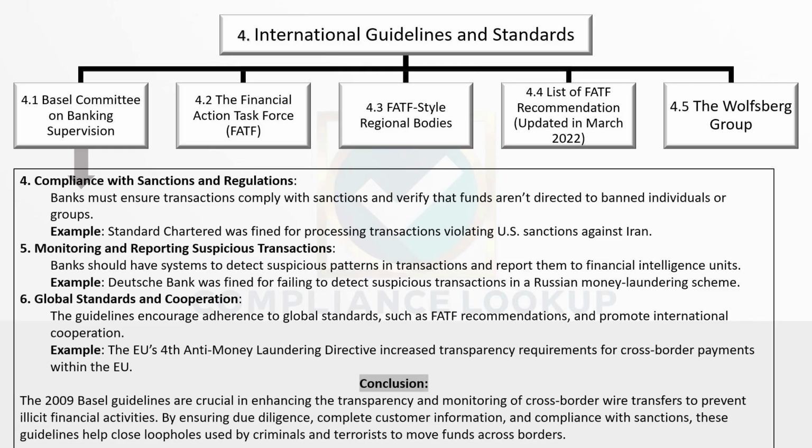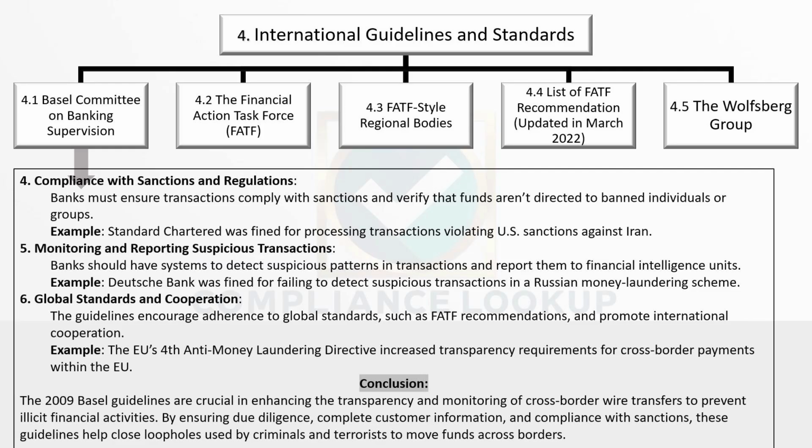Real example: in 2015, Deutsche Bank was fined $630 million for enabling the Russian money laundering scheme, where large sums of money were transferred out of Russia through mirror trading and cover payment methods. The bank's monitoring systems failed to flag these suspicious transactions, which were routed through several intermediary banks, making it difficult for authorities to trace the origin and purpose of the funds.